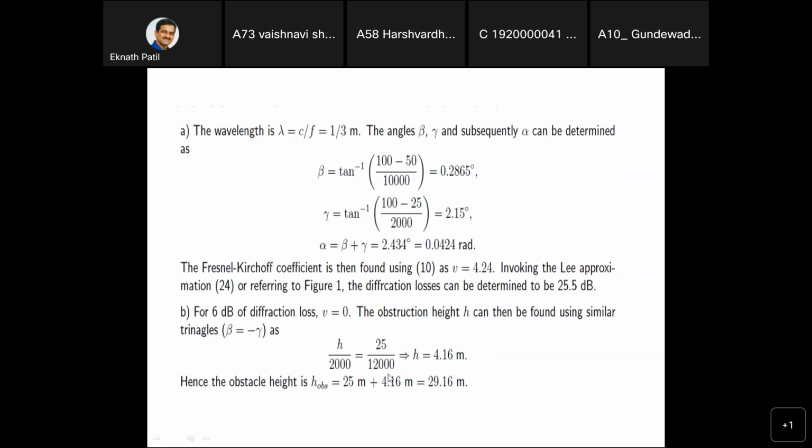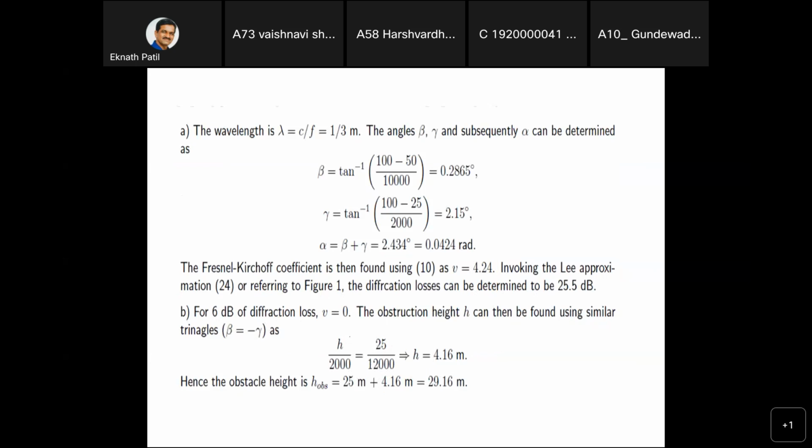12,000 is the total distance they have given. 2000 is the D2. h by D2 is equal to the height of the receiving antenna divided by the distance in between the transmitting and receiving antenna. So this is the equation formed, and from that the h is calculated as 4.16 meter.